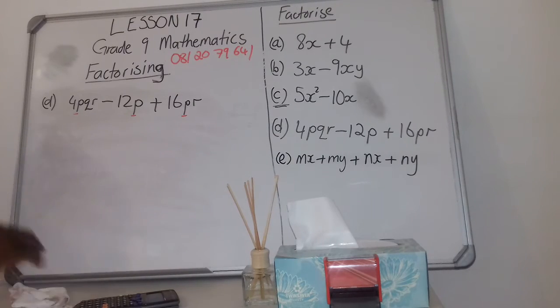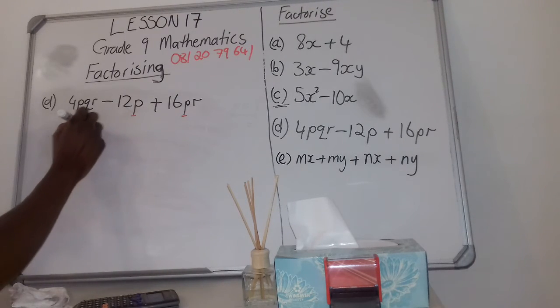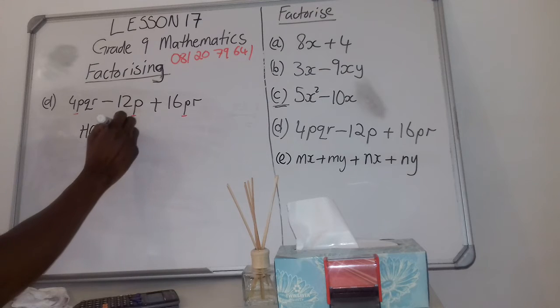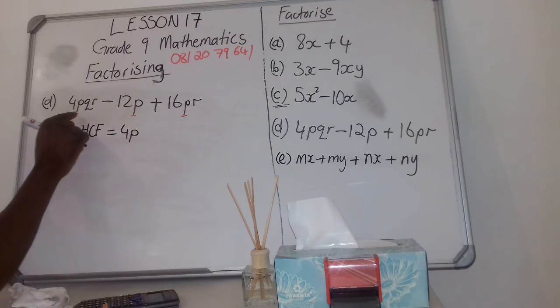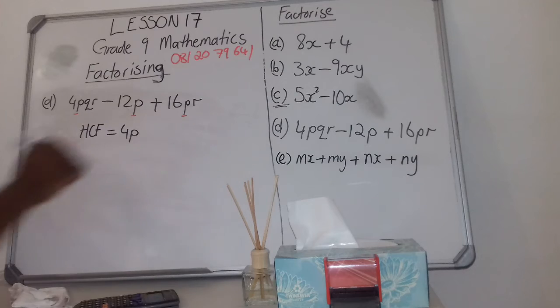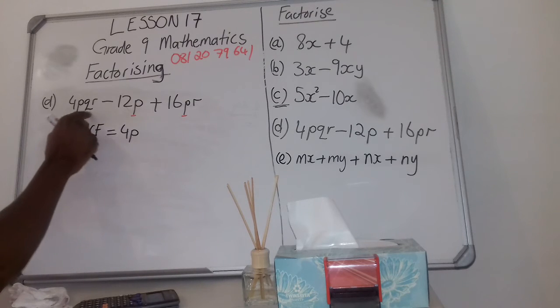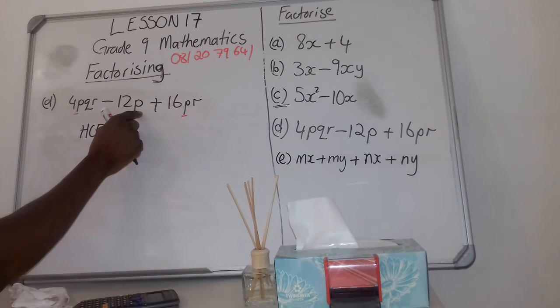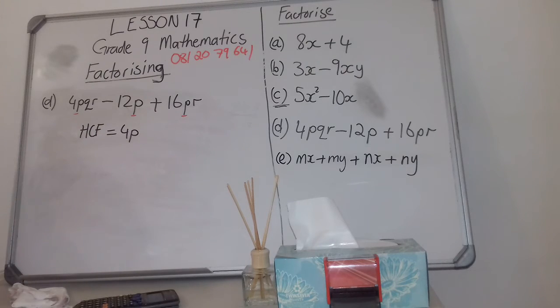So we just need to figure out the letter. The letter is p. Why p? Because every term has a p in it. So we can't say the highest common factor is pqr because there's no q and r here. There's no q here. So the highest common factor must have a letter that is common to all the terms.